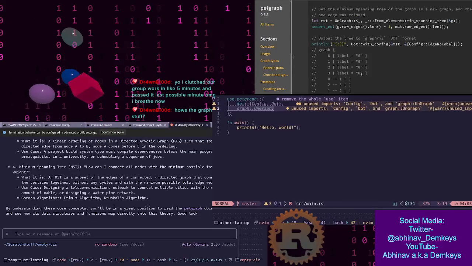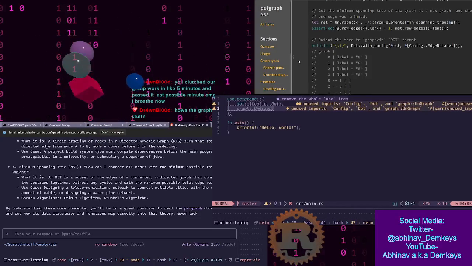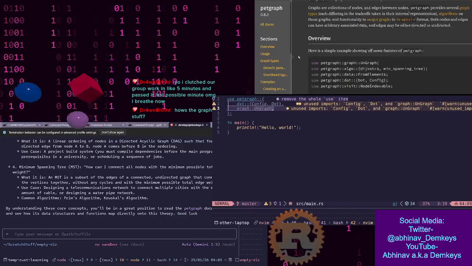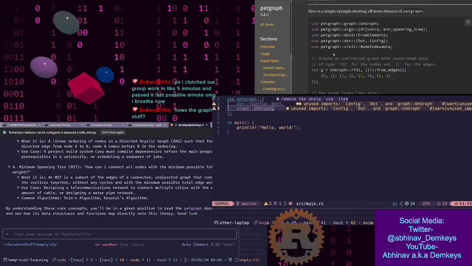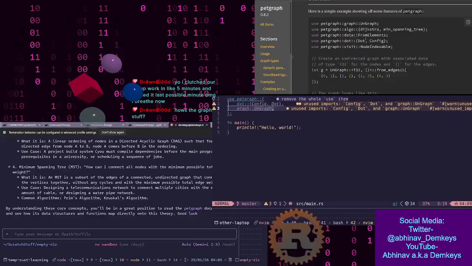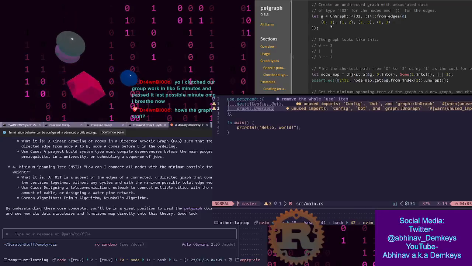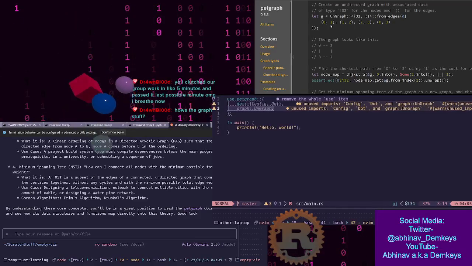And for that we need config. Config is from dot graph. Well, the words. Config is from the dot module, dot and config. So what all do I need here? For now I just want to define this thing.